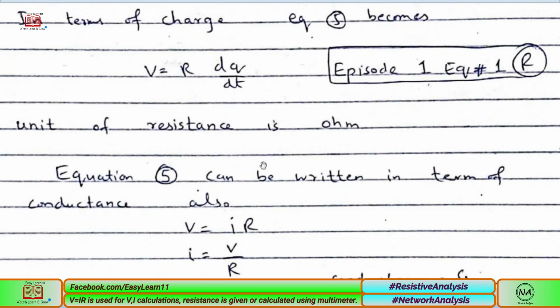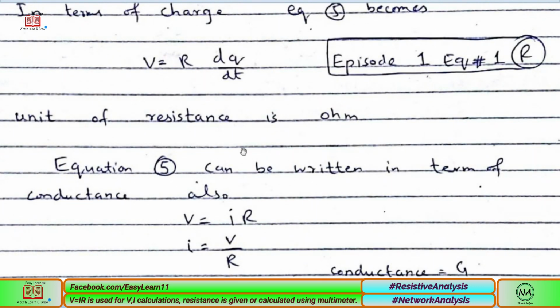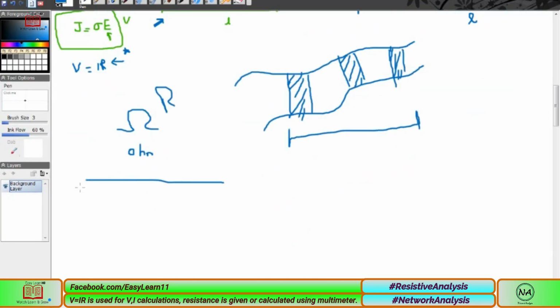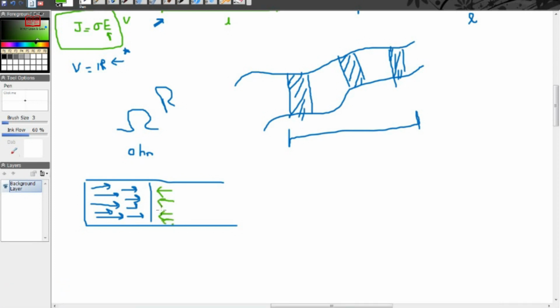The unit of resistance is ohm, and there is an opposite term to resistance. Suppose this is where we want the current to flow, and the behavior of the resistance is like that. This is the resistance that is coming against us, the barrier in our way, and this is taken as resistance.